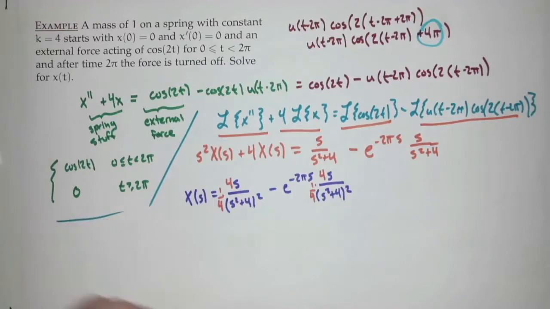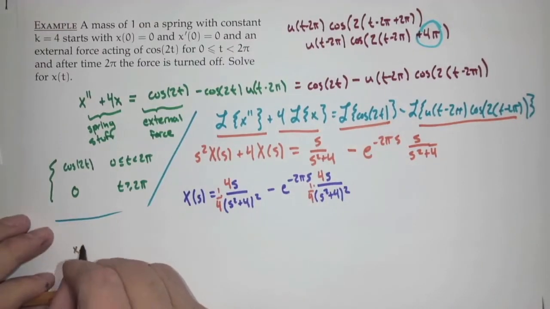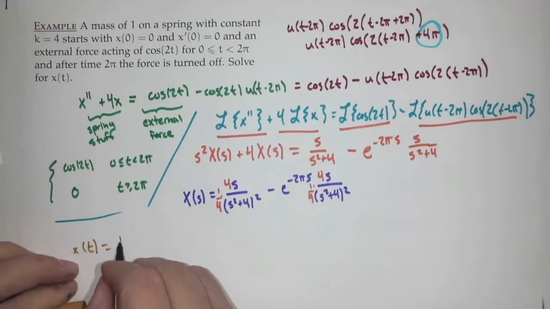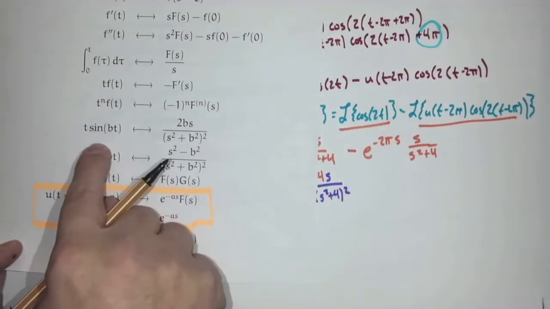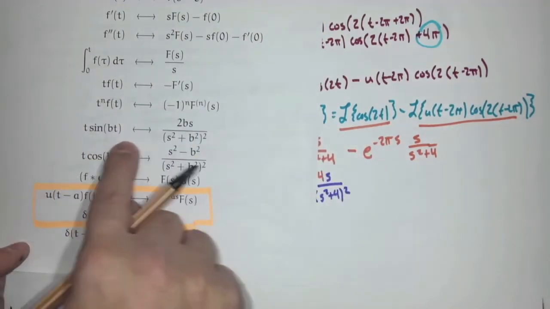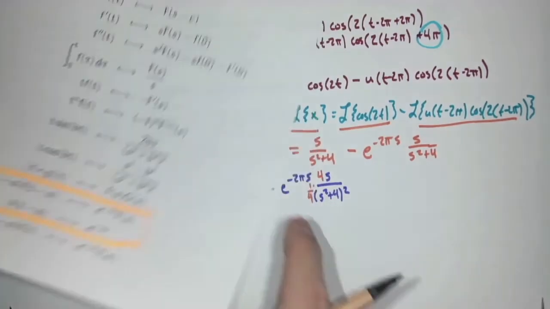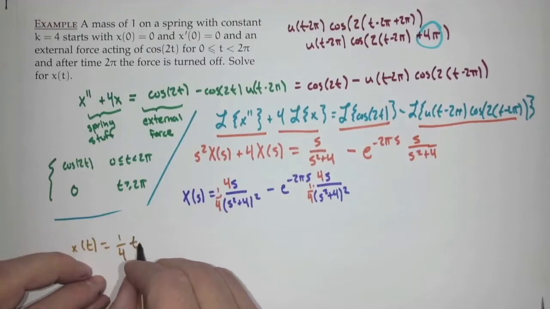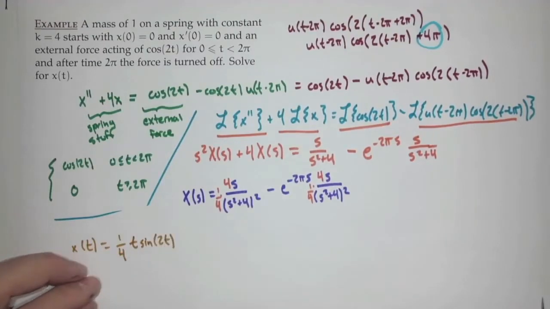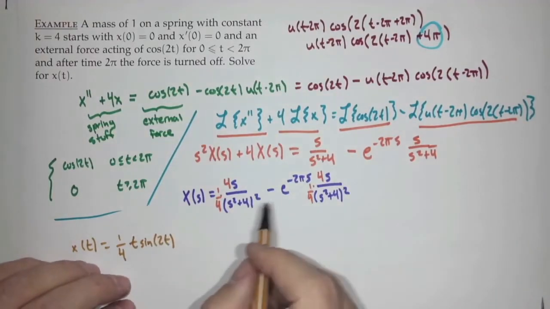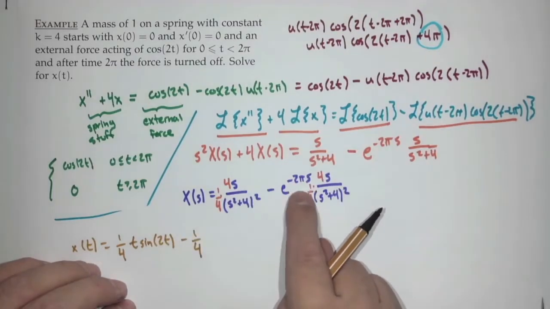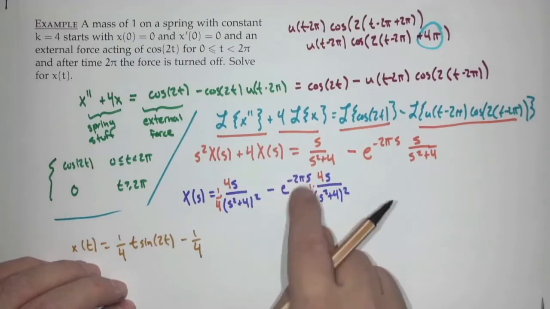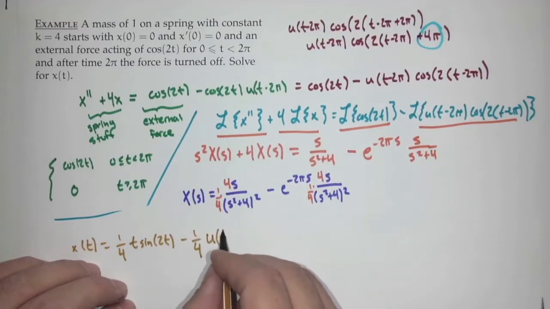Okay, so here we go. x of t. So we have the 1/4. And this part, we already said, is set up for this t sine bt with b equals 2. So, t sine of 2t. And what comes next? Okay, minus 1/4 u. We should have that, because whenever we see e to the minus as, there's that u function. u of t minus 2 pi.